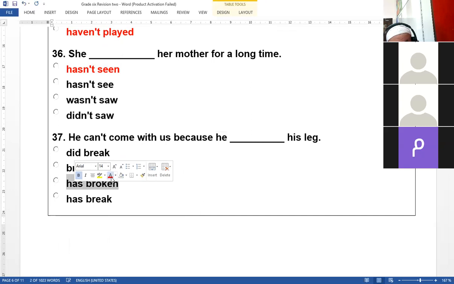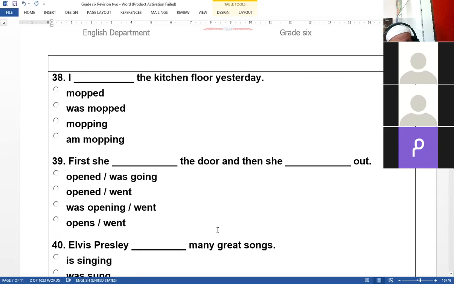The last one. I what the kitchen floor yesterday. Here we have a different tense. We have yesterday. So it's only the past. It's only mopped. I mopped the kitchen. It means this is a kind of cleaning, right? Thank you.